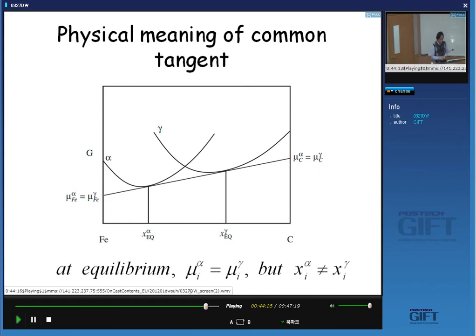You have to remember again, when you consider the equilibrium in a heterogeneous system, which consists of different phases, at equilibrium the chemical potential of an element in the different phases should be the same, not its composition.